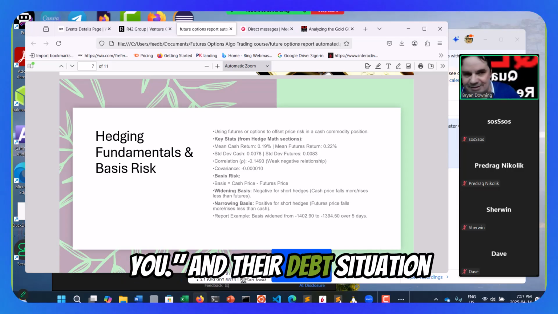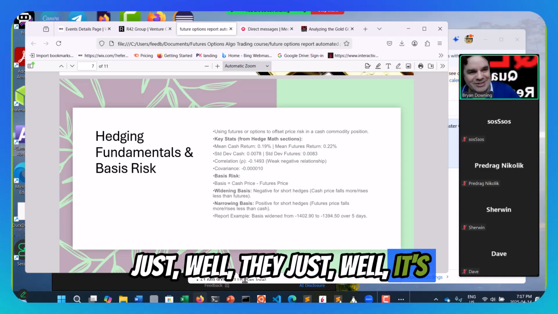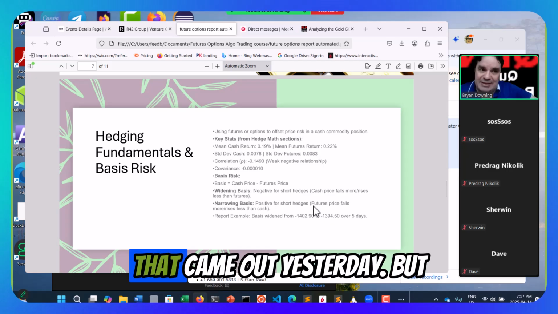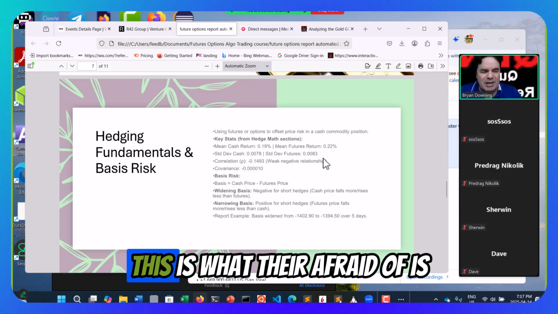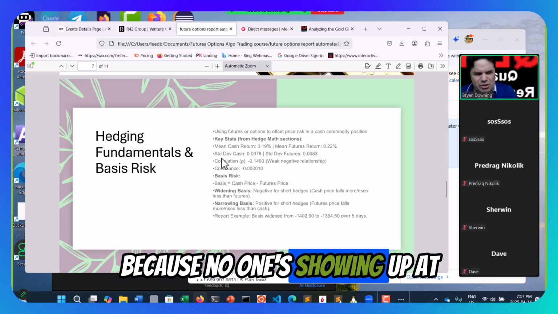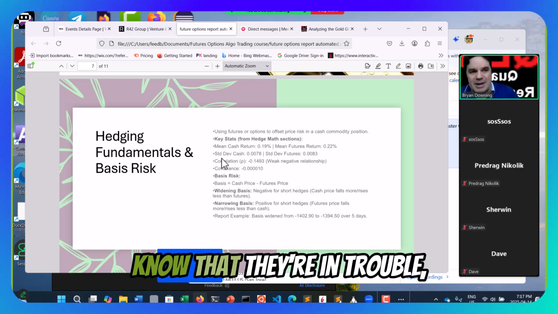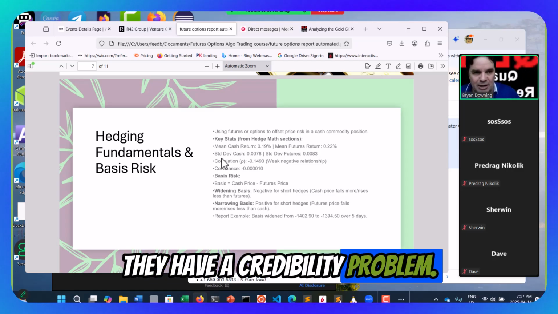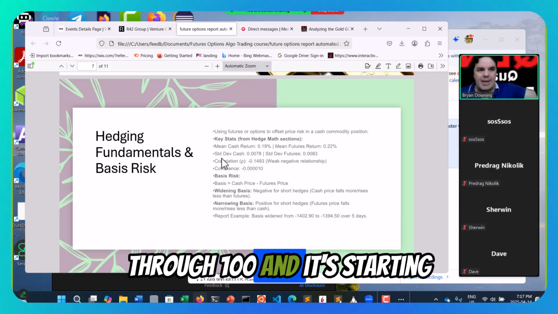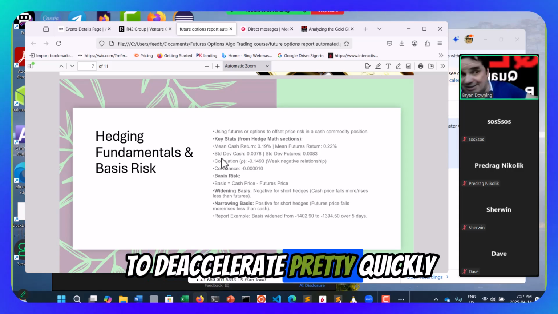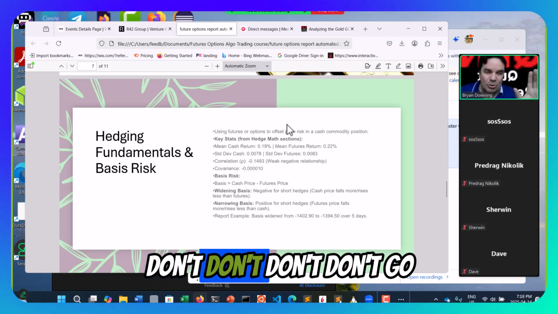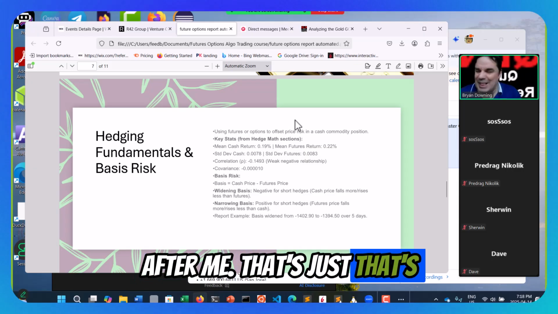And their debt situation is that death spiral they're talking about, what Ray Dalio talked about. I think that came out yesterday. This is what they're afraid of: the basis risk on the treasury, because no one's showing up at the treasury auctions and they know they're in trouble. They have a credibility problem. Therefore the US dollar basically broke through 100 and is starting to decelerate pretty quickly because of the credibility problems the US has. Don't go after me. That's what the data shows.